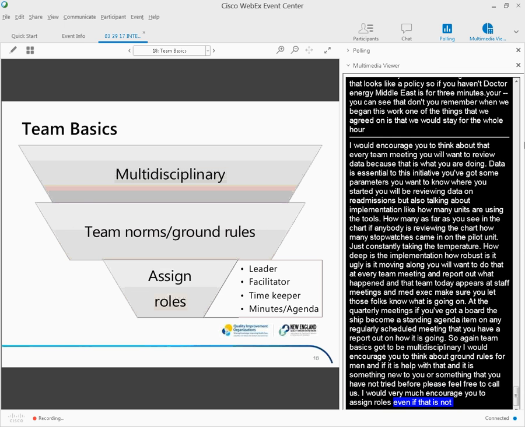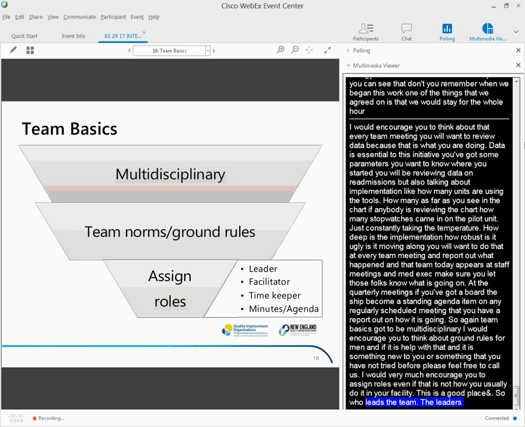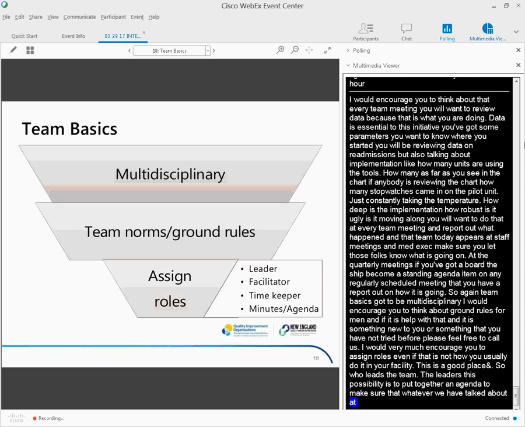So who leads the team? The leader's responsibility is to put together an agenda, to make sure that whatever we've talked about at the Interact webinar for that month has been communicated to the team, that they know what they're going to be asked to do in that meeting. The leader gets the room together, makes sure the invites go out, that type of thing. The leader doesn't get to make all the decisions. Sorry, nobody gets to do that, because it's a team. But the leader organizes the group and makes it easier for them to meet and get the work done.